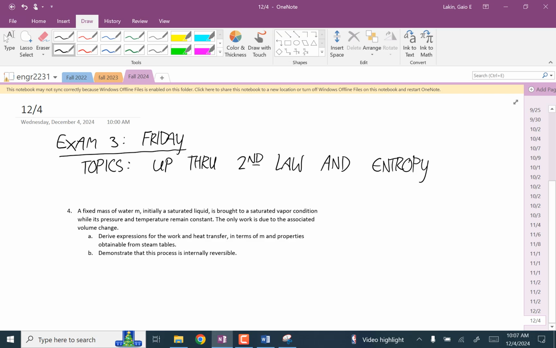All right. So you've got a fixed mass of water m. It starts as a saturated liquid. It's brought to saturated vapor while its pressure and temperature remain constant. The only work is work of expansion. Derive expressions for the work and heat transfer in terms of the mass and properties.